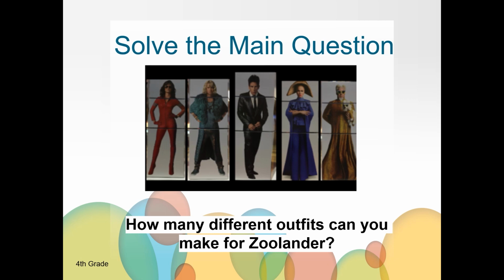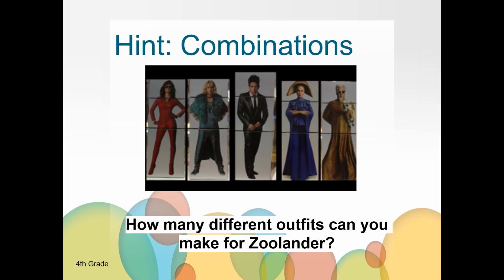If you're having a hard time, that's okay. Think about the different combinations that can be made. Remember, we have 5 different tops and 5 different bottoms. How can these be mixed and matched? You can keep track of your work by drawing a picture, creating a table, or drawing a chart. How many different outfits can you make for Zoolander?